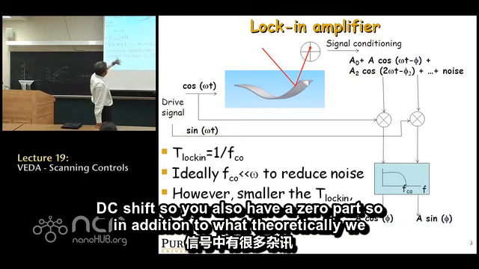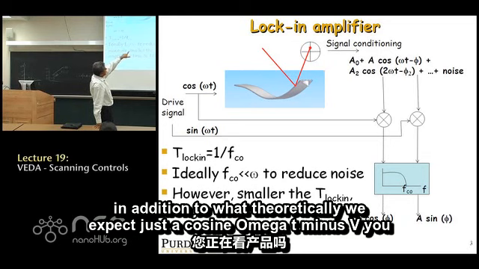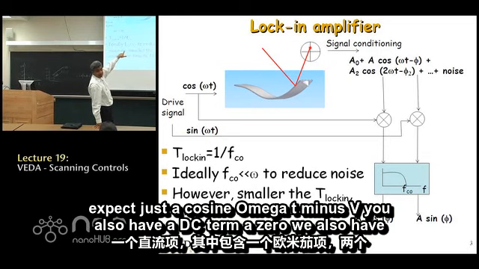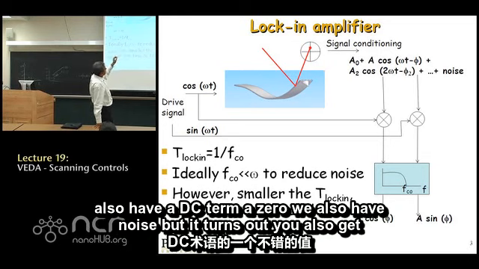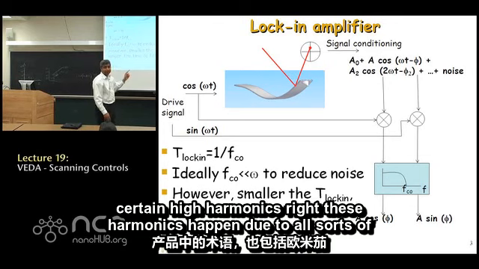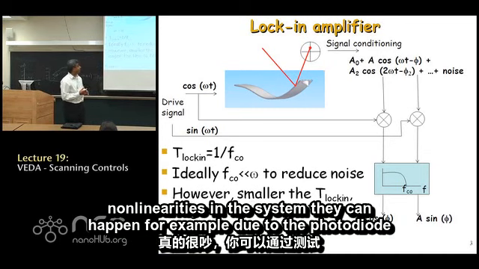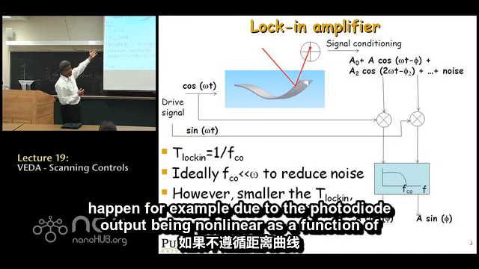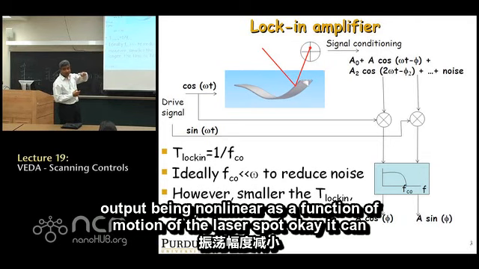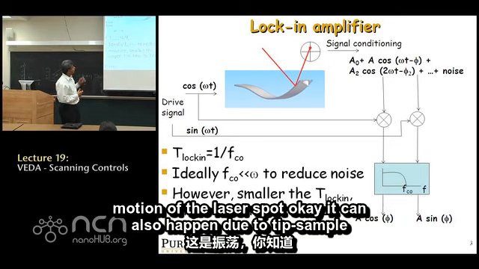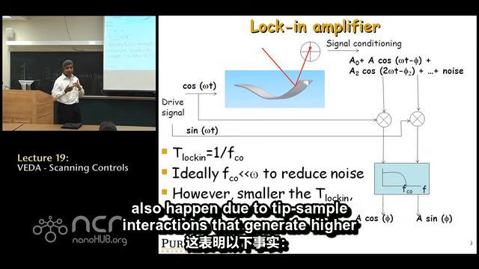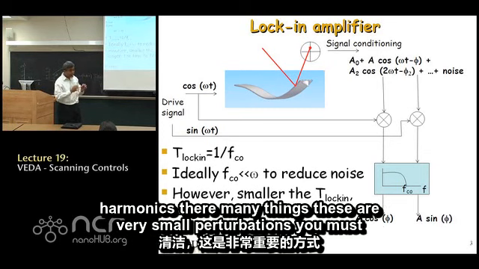So you also have an A0 part. In addition to what theoretically we expect, just A cosine(omega t minus phi), you also have a DC term A0. You also have noise. But it turns out you also get certain higher harmonics. These harmonics happen due to all sorts of nonlinearities in the system. They can happen, for example, due to the photodiode output being nonlinear as a function of motion of the laser spot. It can also happen due to tip-sample interactions that generate higher harmonics. There are many things. These are very small perturbations.